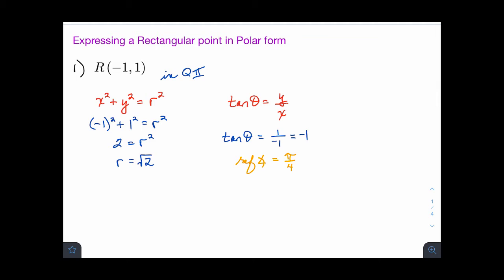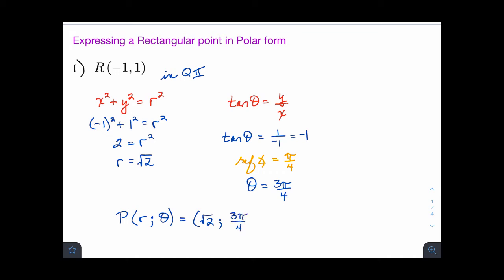The fact that tangent's negative, that's confirming the fact we know we are in the second quadrant where, again, tangent is negative in the second quadrant. So if you think in the second quadrant, reference angle pi over 4, the angle, of course, has to be 3 pi over 4. So that means our polar point in terms of r and theta is going to be square root of 2, 3 pi over 4.